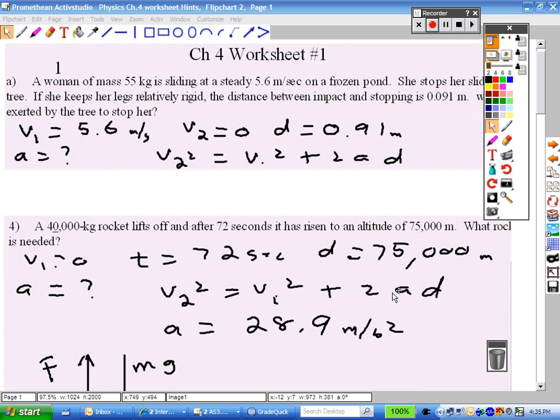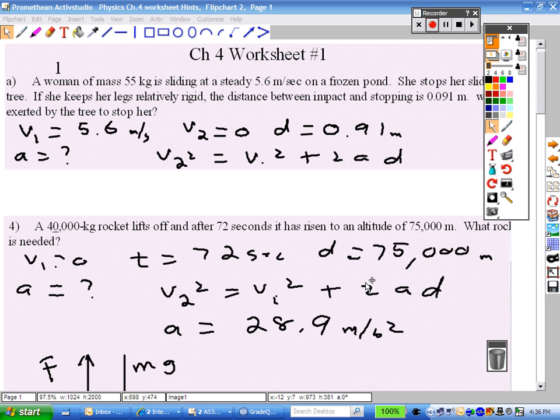Hey, honors physics students, here are some hints for worksheet number 1 and number 2 for chapter 4. This is going to go really fast, so be prepared to click that pause button, and I'll just fly through some hints on most of the problems.